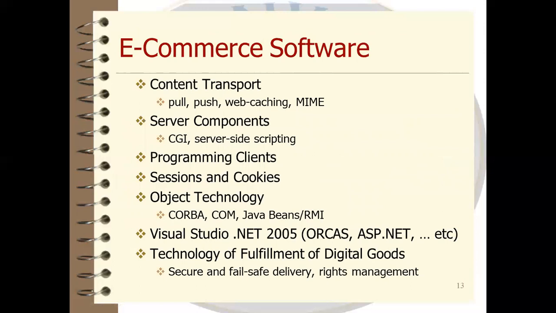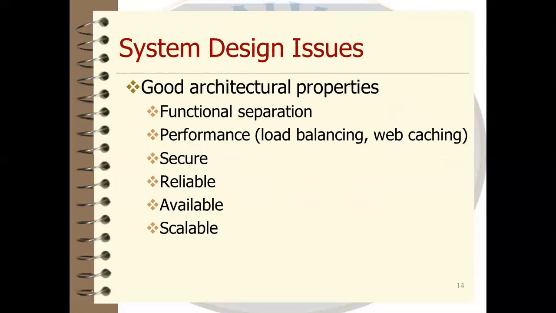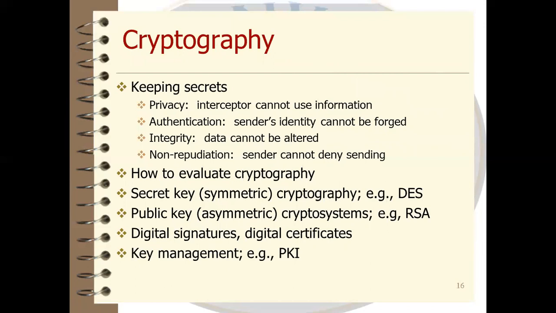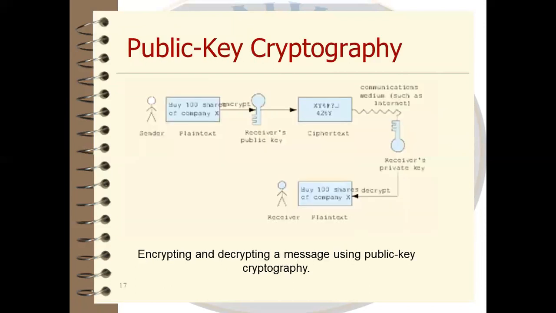Now there are different kinds of software we should use at the time of e-commerce. It should be functional. It should be performance-based. Should be secure, reliable, available to all, and scalable, meaning quantified. Now this is creating and managing content, meaning what the customer sees, different faces, the tools, multimedia presentation, the data, and the programming part, HTML and XML, the extended markup language. Then the category portion, we will come to this later.